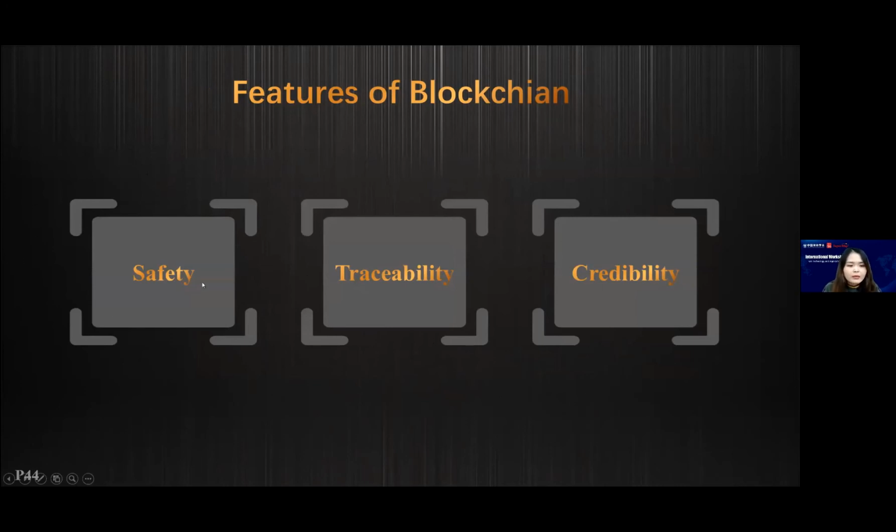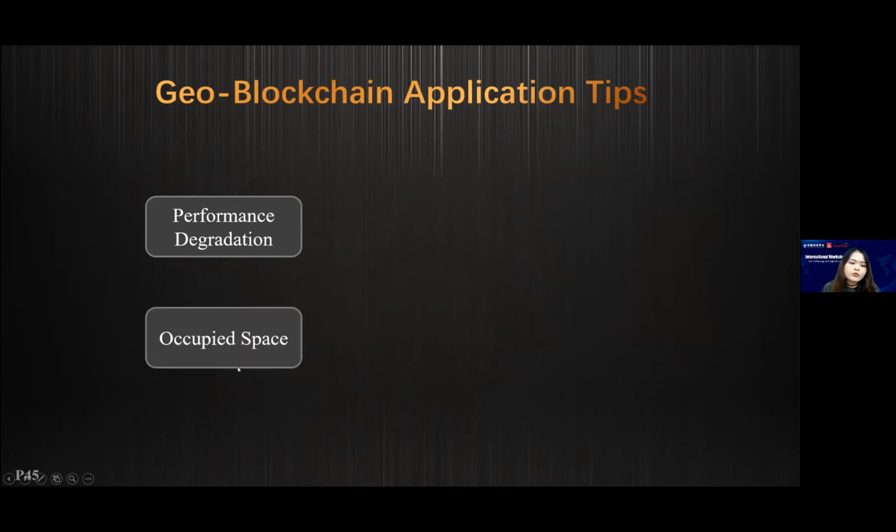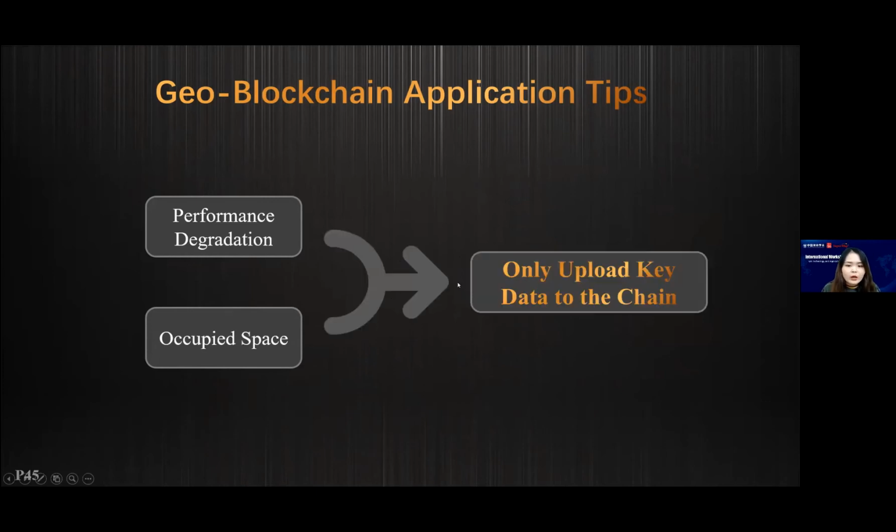If we apply those features to our GIS world, we will form a Geo-Blockchain to help us keep geospatial data safe. But there are still some caveats. As we all know, blockchain is a very complex storage method. It will cause system performance degradation and also occupies a lot of storage space. But spatial data always comes in large amounts. In this condition, what we do is only upload the key data to the chain.